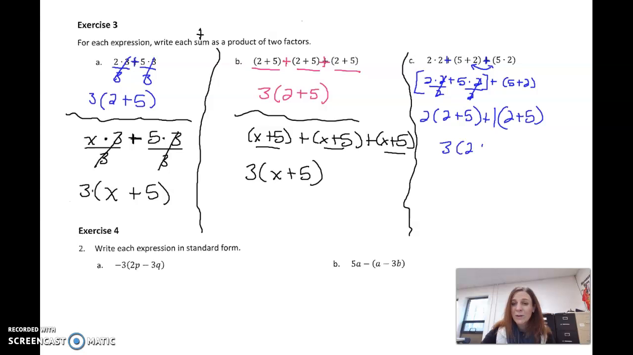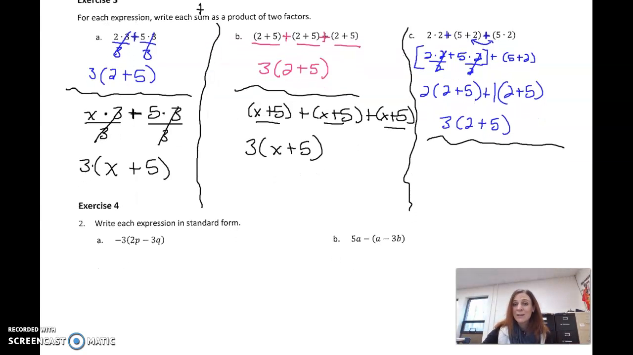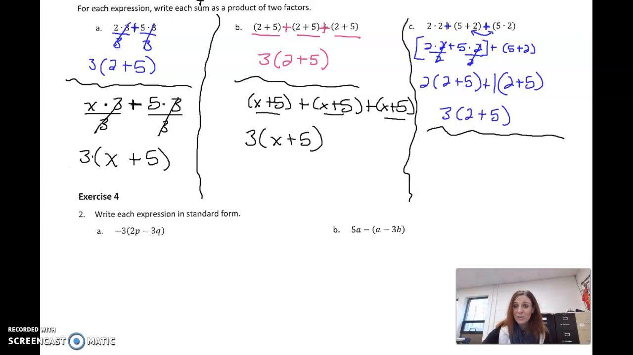3. I have 3 2 plus 5s. Okay, I know that's kind of out there and how to get there, but let's see what happens when I change things up with the variable. So I'm going to go back to this original one right here, and I want to rewrite this.